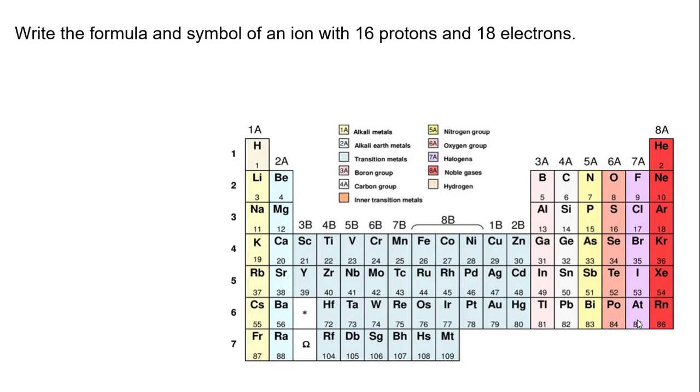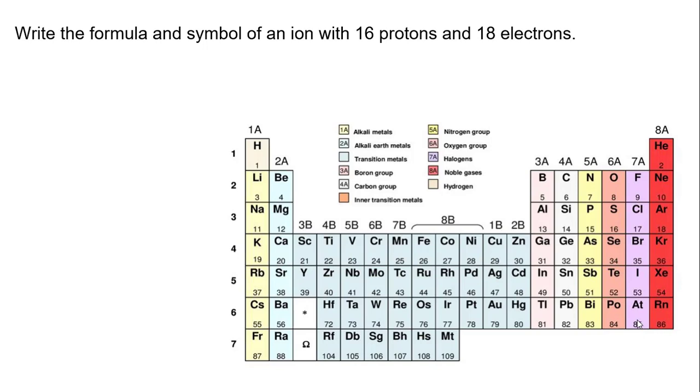All right, so here's something I could give you, and you would need to understand this. Take your time. Do not panic when you read this stuff. I know it's very normal, but you're fine. Write the formula and symbol of an ion. So keyword there, pay attention, ion, with 16 protons and 18 electrons. Let's say I didn't use the term ion. You would have to know that this is an ion.